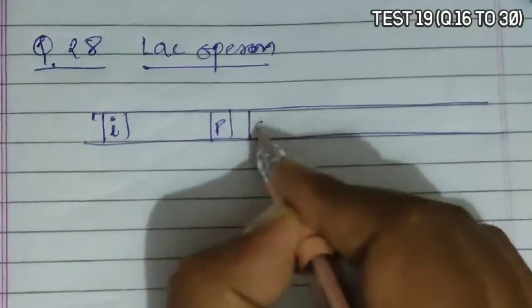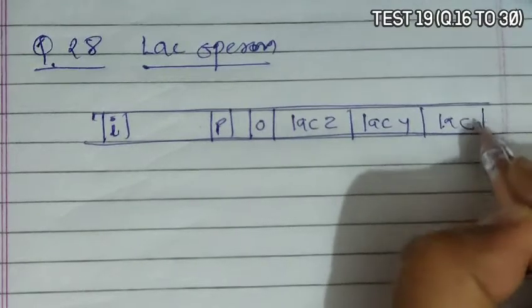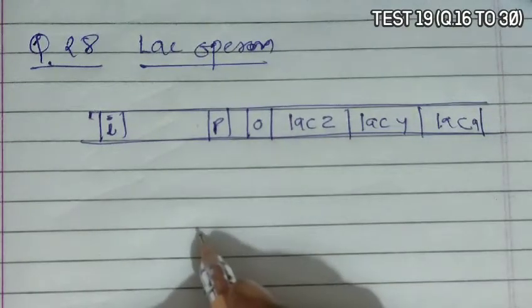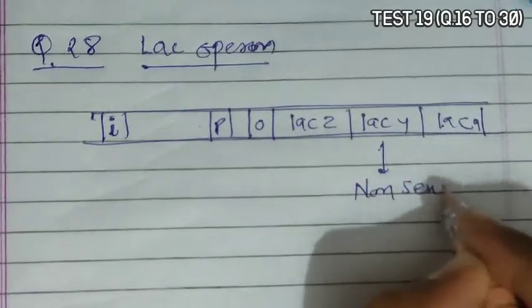Question 28 asks which enzyme will be produced in a cell if there is a nonsense mutation in lac Y gene. Now this is the question of lac operon. The diagram of lac operon is somewhat like this, where you will find an I gene, which is a regulator gene, then promoter, operator, then lac Z, lac Y and lac A. Now there is a nonsense mutation in the lac Y gene.